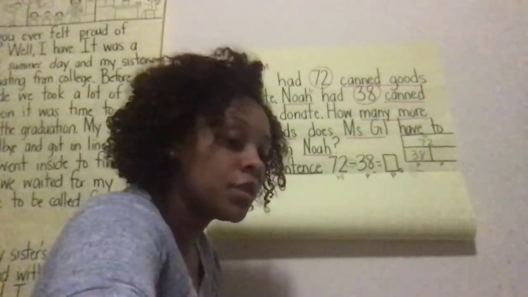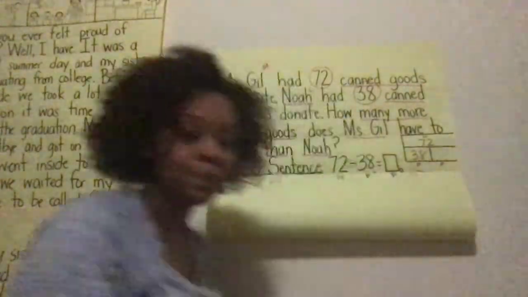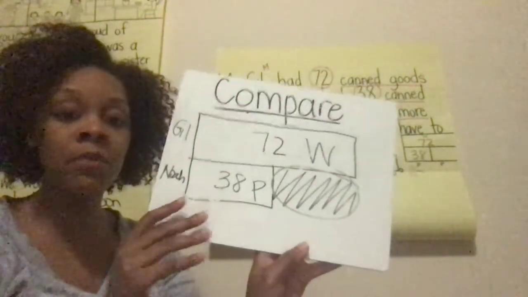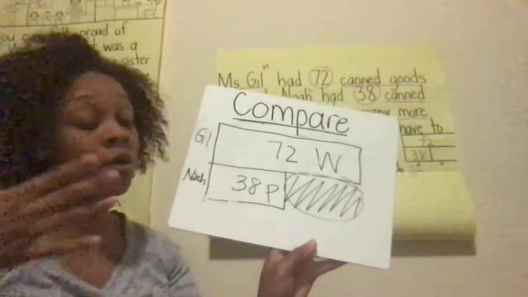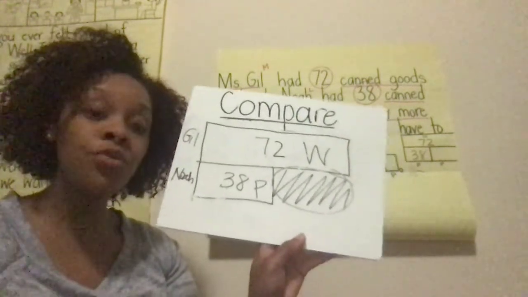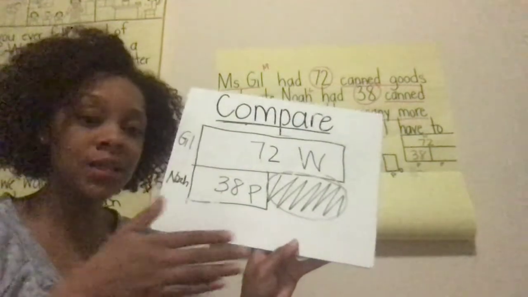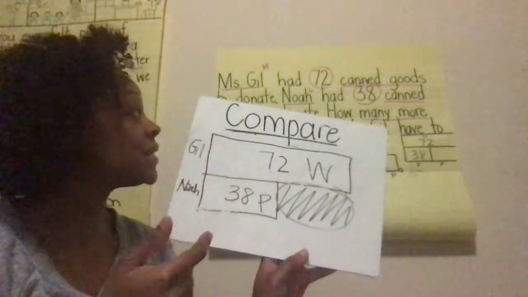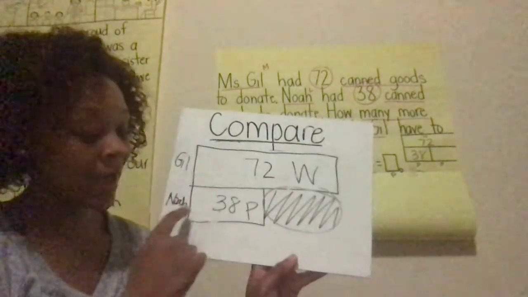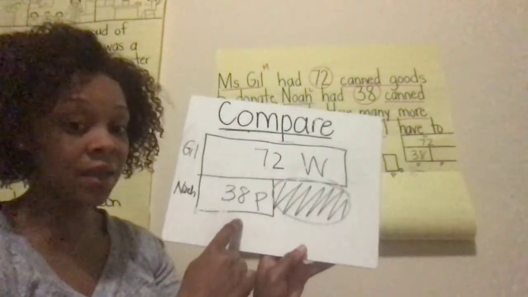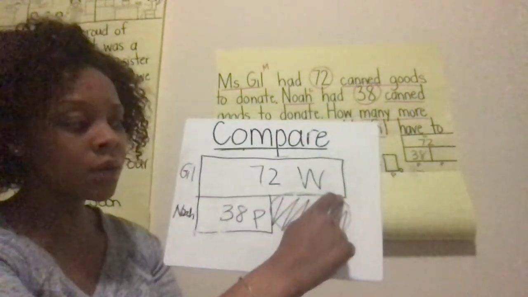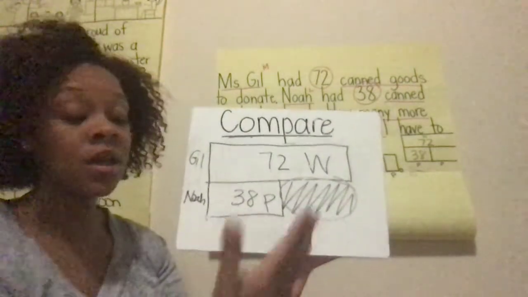And so let me show you this picture again. It's a compare problem. So in a compare problem, we usually look to figure out who has more, who has less, and what's the difference. So in this problem, Miss Gill has more because she has 72 canned goods. Noah has less because he has 38 canned goods. And the question is asking us, if Miss Gill has more, how much more does she have compared to Noah?